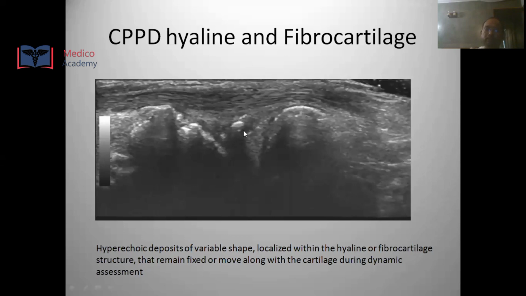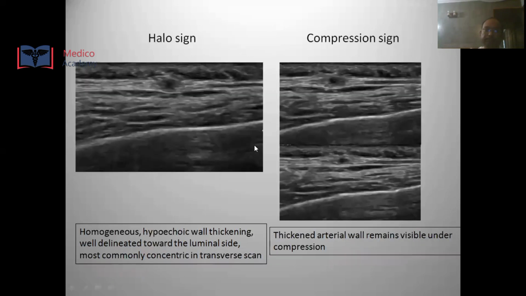In case of calcium pyrophosphate deposition disease, you can get calcification in the hyaline and fibrocartilage. This is a long axis view of the wrist along the ulnar side. This is the ulna, this is the pisiform. This is the extensor carpi ulnaris tendon, and below the tendon, what you see is this triangular thing, the triangular fibrocartilage complex, and you are able to see some calcification within it. This is a case of CPPD with calcification of the TFCC.